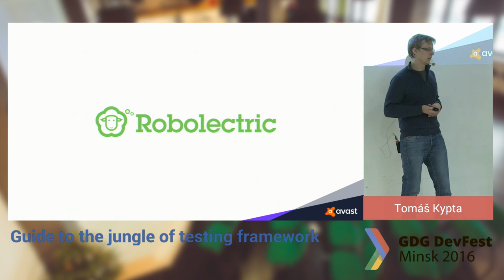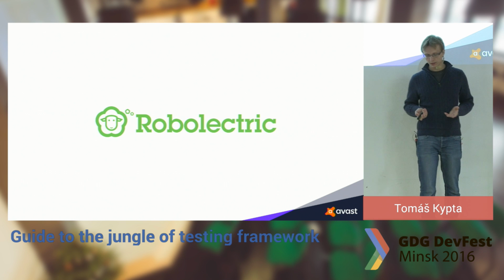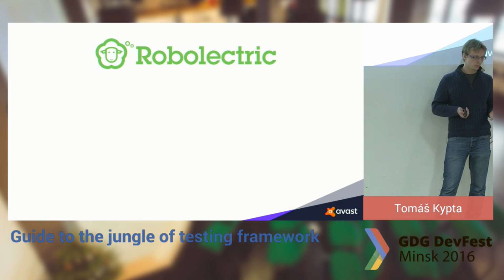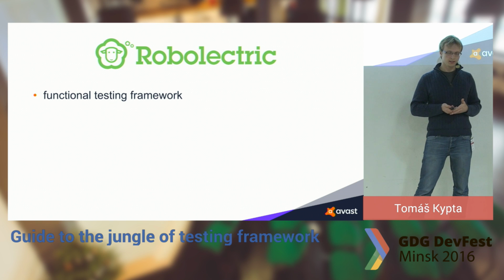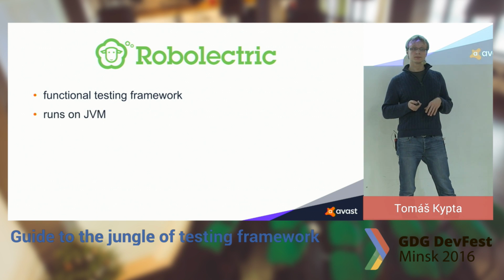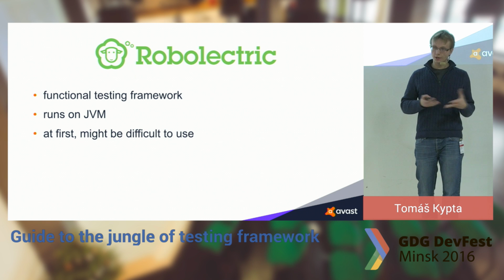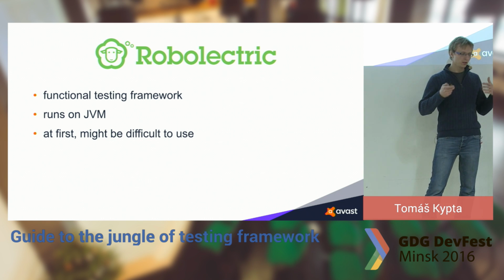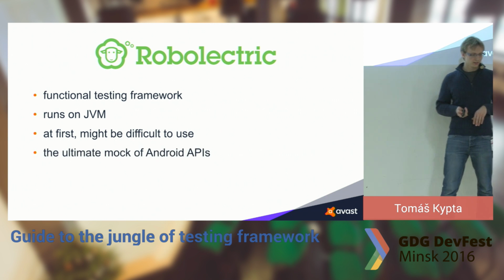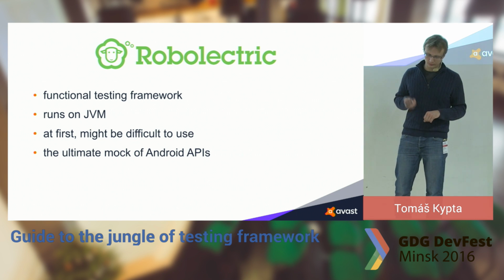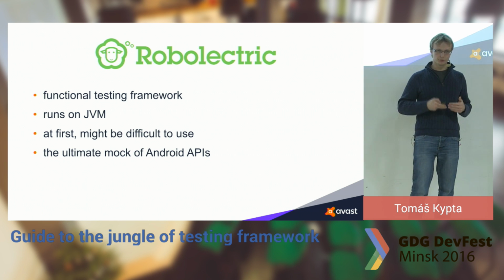So that's for mocking, and now Robolectric. Maybe you've heard about this. It's very popular, and what is this thing? It's for functional testing of your application. It runs on your JVM, and it basically offers you all the APIs that Android has. It's some ultimate mock of the whole Android API. But the drawback is that it can be very difficult to get into and to understand and get beyond the basic examples.